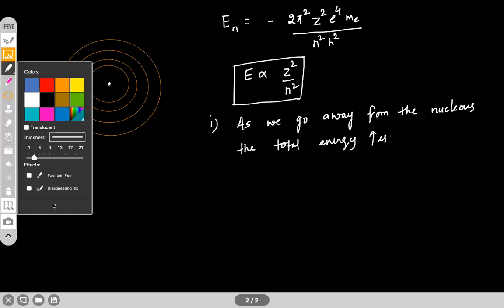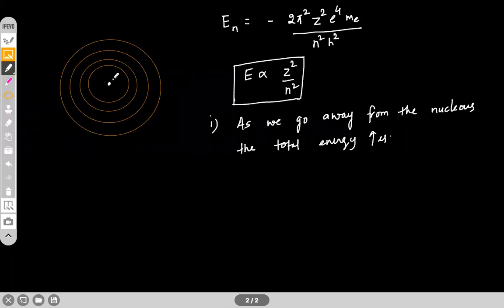You see, for an atom this Z value will be the same, but as you go away from the nucleus, n is increasing and the total energy is negative. So overall the energy is increasing because n is increasing, correct? So the energy increases. So we can say E1, the energy in the first orbit, is lesser than the energy in the second orbit, then third, fourth, and so on. Correct.